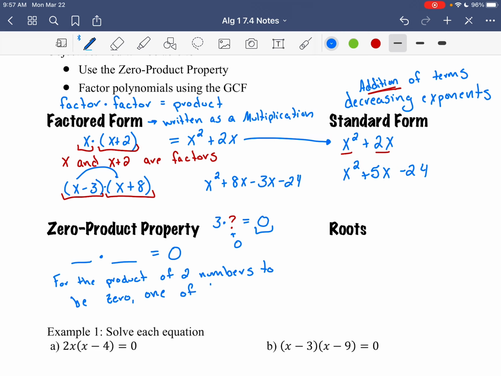For the product of two, scratch that. Let's make this word factors instead. For the product of two factors to be 0, one of the factors must equal 0. So basically, if I multiply a times b and get 0, this tells me A has to be 0 or B has to be 0. One of the two has to be 0.